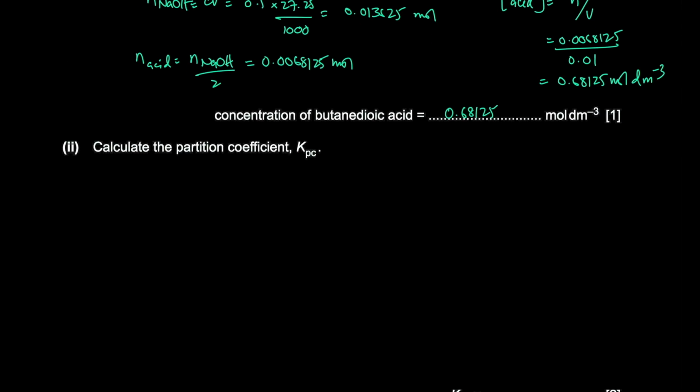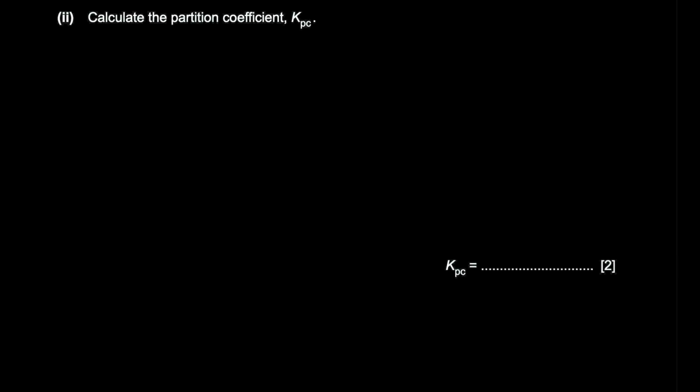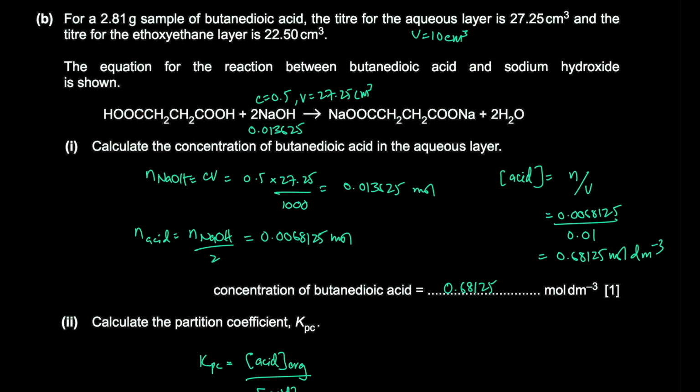Calculate the partition coefficient KPC. Now the partition coefficient is the concentration of acid in the organic layer divided by the concentration of acid in the aqueous layer. We found the concentration in the aqueous layer, now we need to find the concentration in the organic layer.